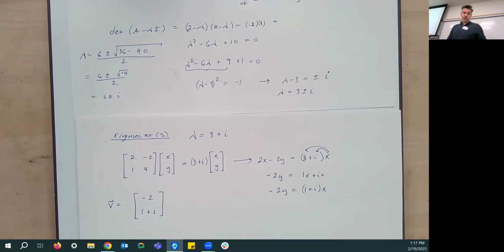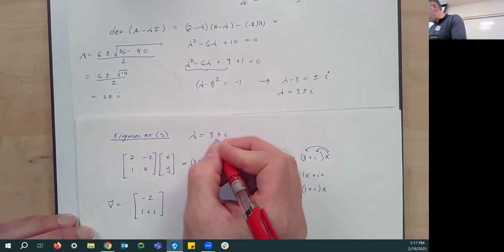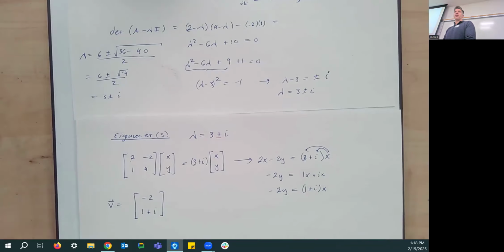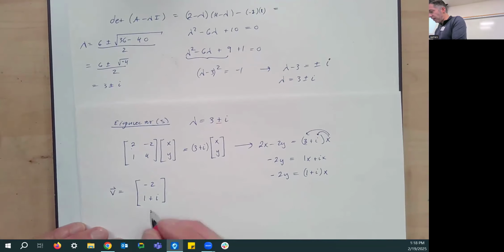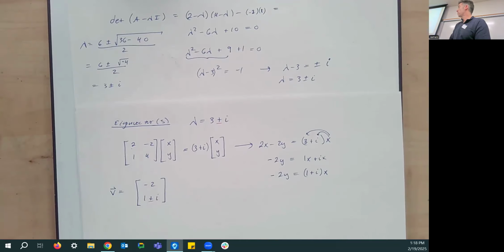As an aside here, I will just point out, if you were for some reason asked to find both eigenvectors, there's a real easy thing to do here. For your other eigenvector, well, the other eigenvalue would have been 3 minus i, and for the other eigenvector, take every imaginary thing and change its sign. Your other eigenvector would have been negative 2, 1 minus i. That is always true. If you're trying to find both eigenvectors for some strange reason, that's an easy way to do it. You don't have to do any more work than that, which is kind of great.